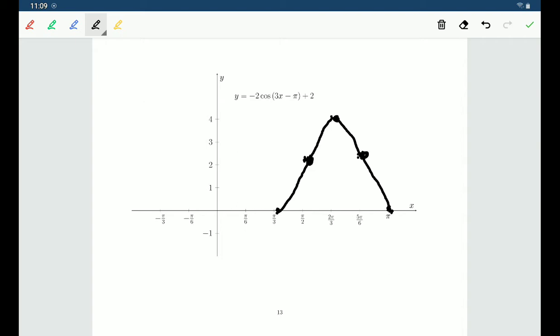And if I wanted to continue another cycle, this time I've decided to put it on the left of the first cycle that I drew rather than on the right of the first cycle that I drew. So we would go up to 2, and then to 4, and then to 2, and then back down to 0.